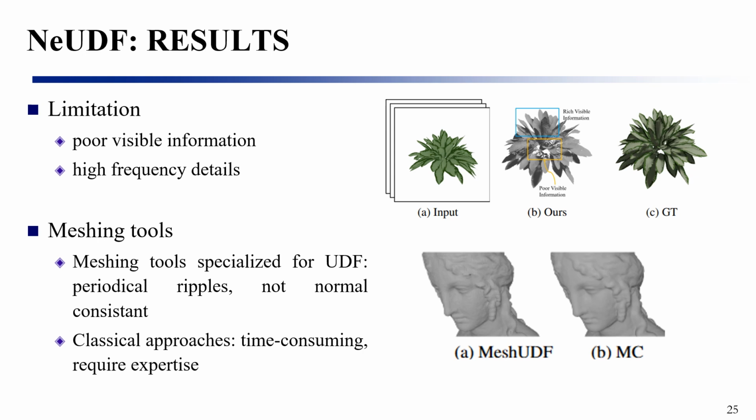On the other hand, a future research direction orthogonal to our method is the meshing tool. Existing meshing tools specialized for UDF are not as robust as marching cubes for SDF. For example, the mesh extracted by MeshUDF sometimes contains periodical ripples. Extracting normal-consistent and finely detailed open meshes from UDF by modifying classical approaches for meshing closed surfaces, such as sampling a point cloud and running screened Poisson, is time-consuming and requires expertise.